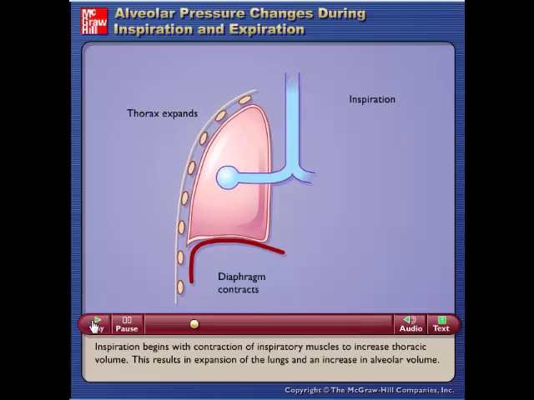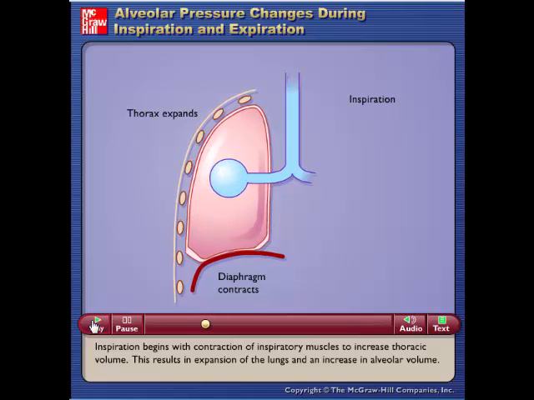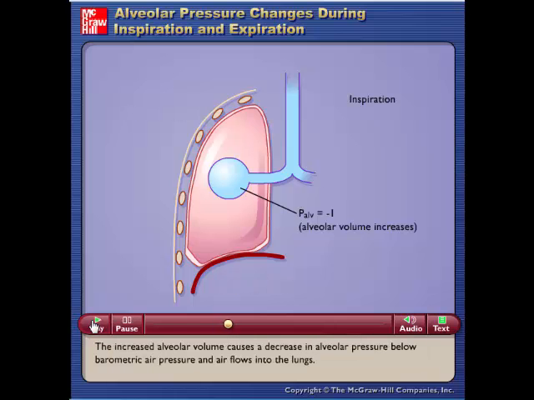Inspiration begins with contraction of inspiratory muscles to increase thoracic volume. This results in expansion of the lungs and an increase in alveolar volume. The increased alveolar volume causes a decrease in alveolar pressure below barometric air pressure, and air flows into the lungs.